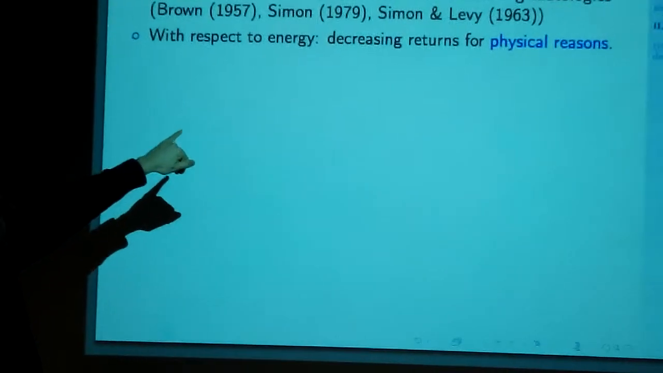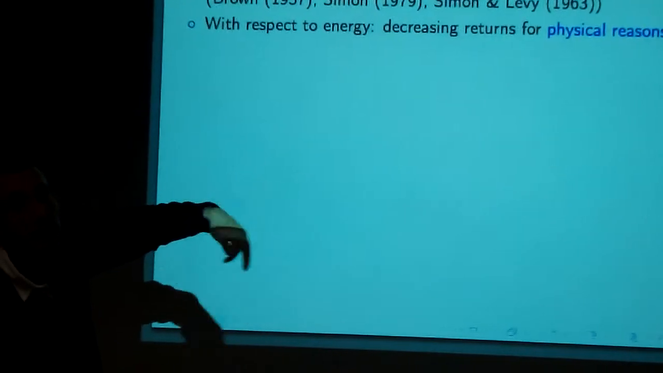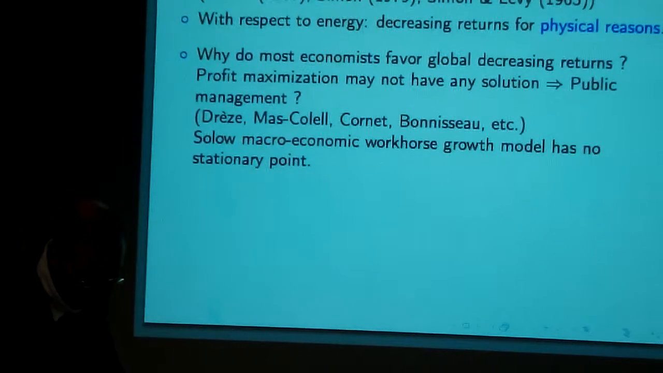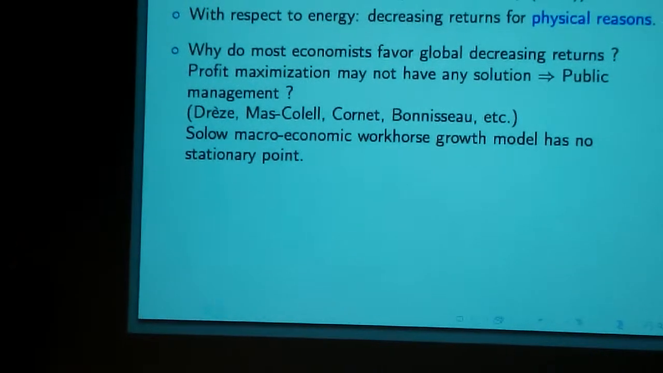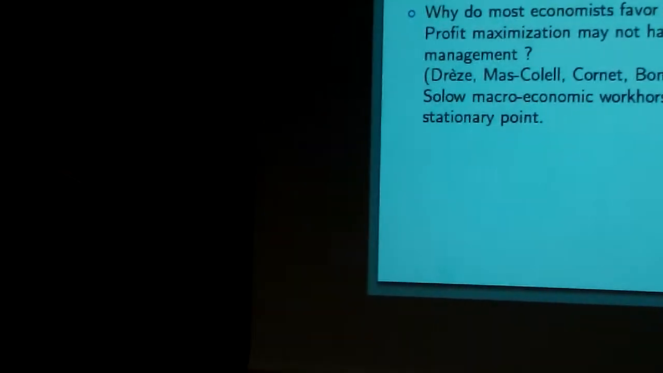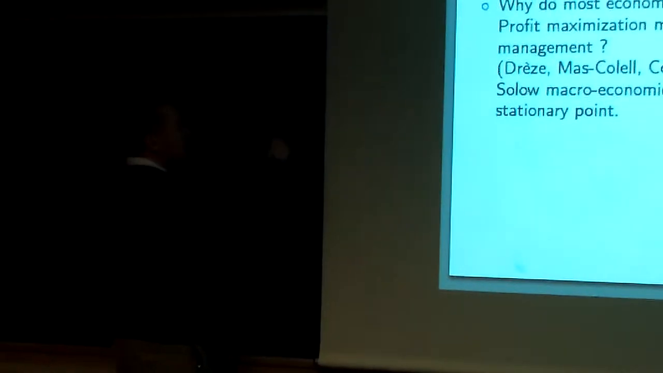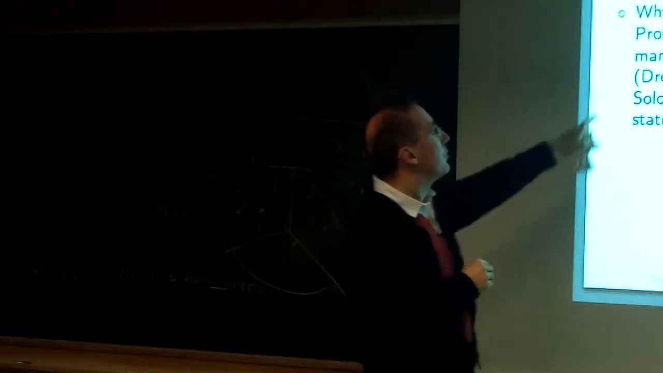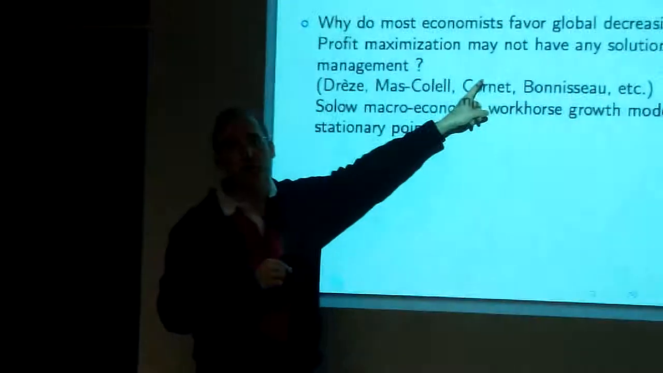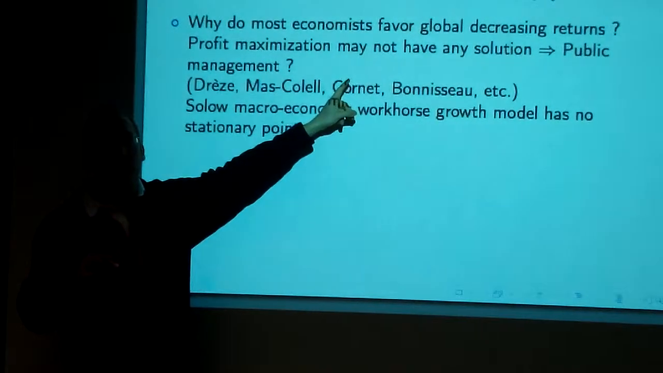Probably we should take into account that with respect to energy, we have decreasing returns for physical reasons. Okay? Entropy and so on. Why do most economists favor global decreasing returns? Most of them don't even do what Rainer did. They assume that this is strictly lower than 1. Why? Because if you assume the opposite, then the neoclassical models have a lot of problems. First of all, profit maximization may not have any solution. You have a non-convex maximization problem, which may not have any solution.